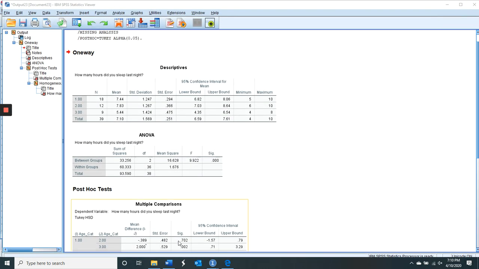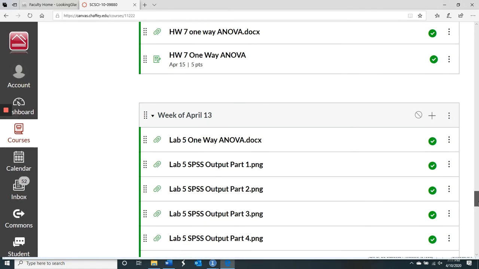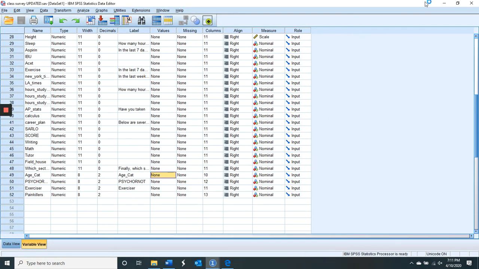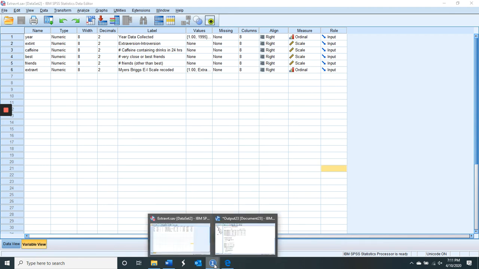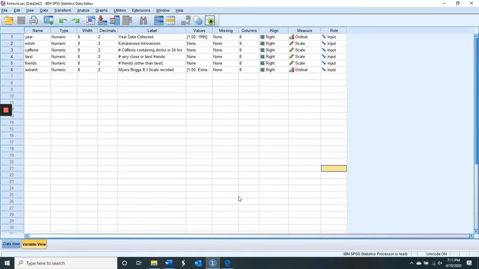I will highlight in Canvas the output for this, and I also state this in the lab: for question number 2, you want part 1 and part 2. Part 1 is the descriptives and the F information for that question. Part 2 is the post hocs if you need it. So that's one part of the lab. I'm going to close this. By the time I'm done with this video, I'm going to close SPSS for a few days.